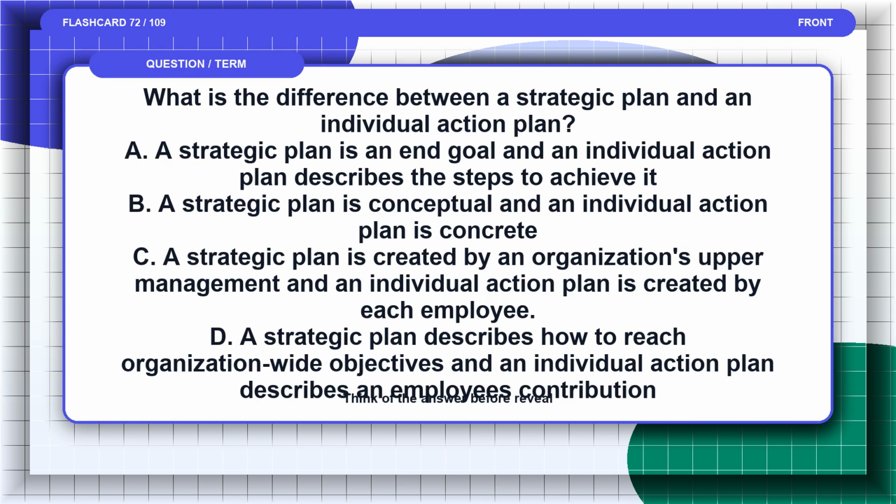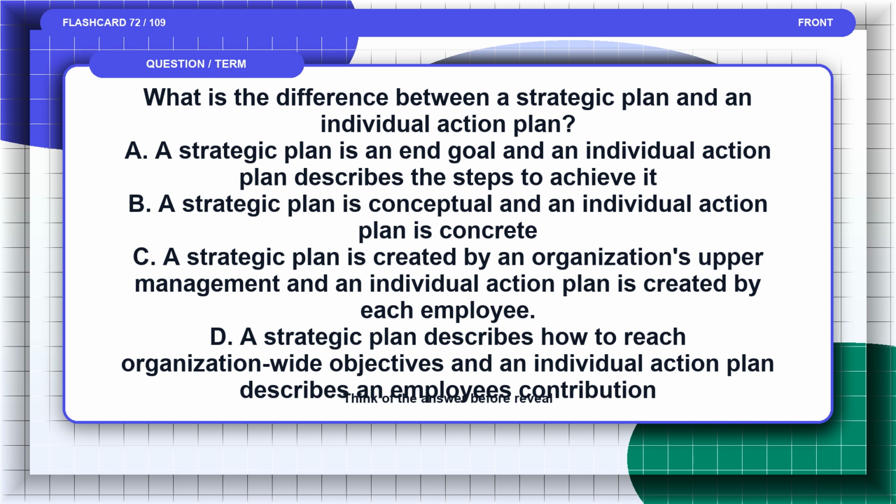Flashcard 72. What is the difference between a strategic plan and an individual action plan? A. A strategic plan is an end goal, and an individual action plan describes the steps to achieve it. B. A strategic plan is conceptual, and an individual action plan is concrete.